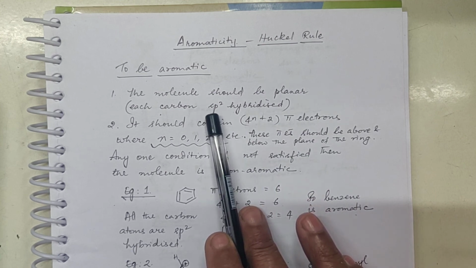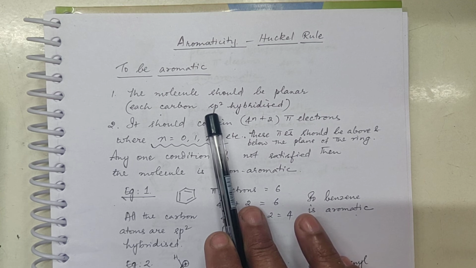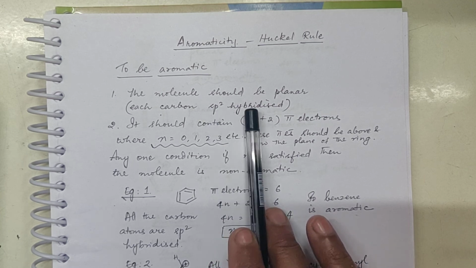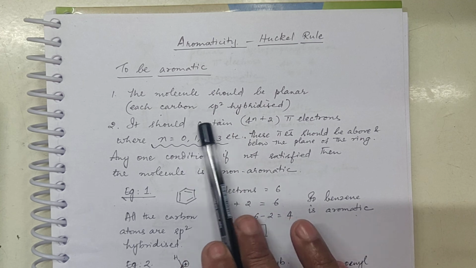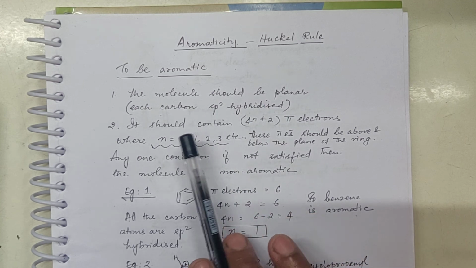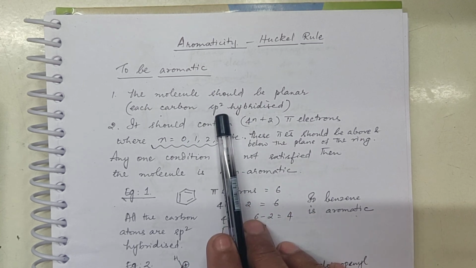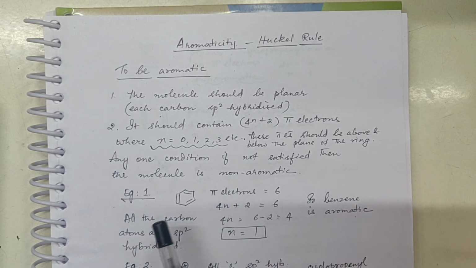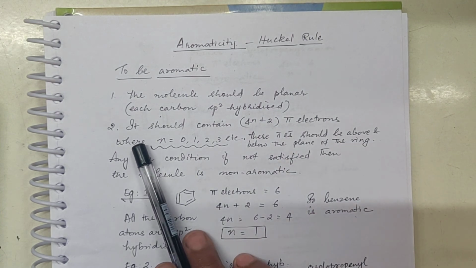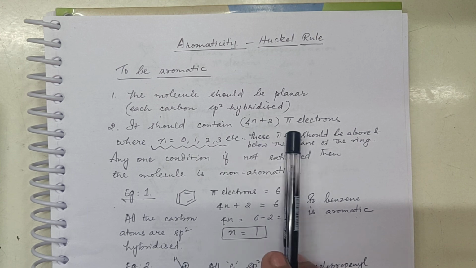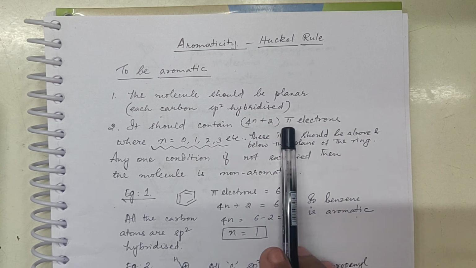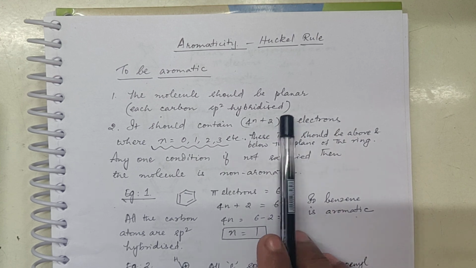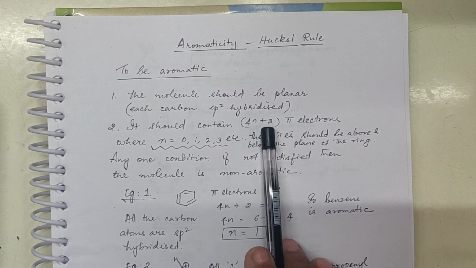You have studied sp2 hybridized carbon will be planar, sp3 will be tetrahedral, sp will be linear. All these things you already know. Okay. So sp2 means planar. Planar means like this. It should contain 4n plus 2 pi electrons. The number of pi electrons should be equal to a value which is equal to 4n plus 2.